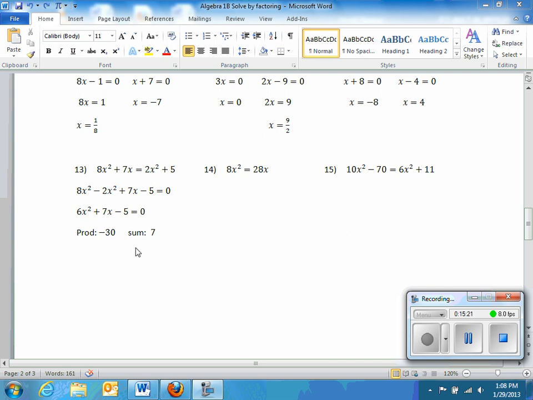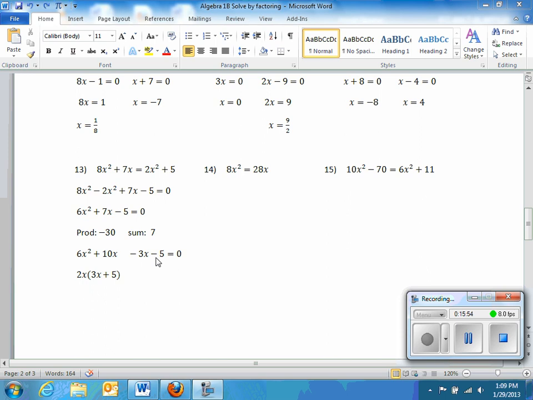So instead of 7x, I'll replace that with a 10x minus 3x. So again, 10 times negative 3 is negative 30, 10 plus negative 3 is 7. So I will use 10 and negative 3 to replace the 7x. Now I'll factor by grouping. Out of this group, I could pull out a 2x. That leaves me with a 3x plus 5 in parentheses.